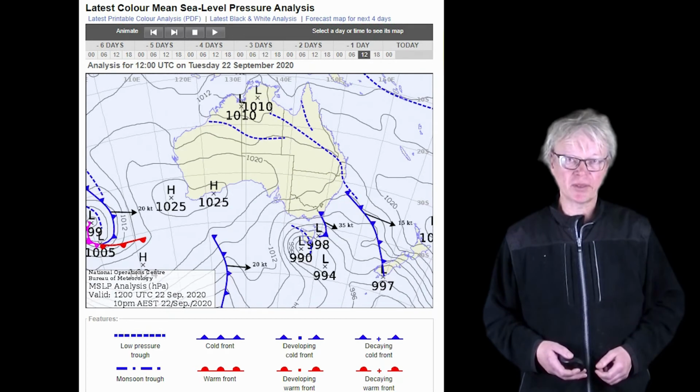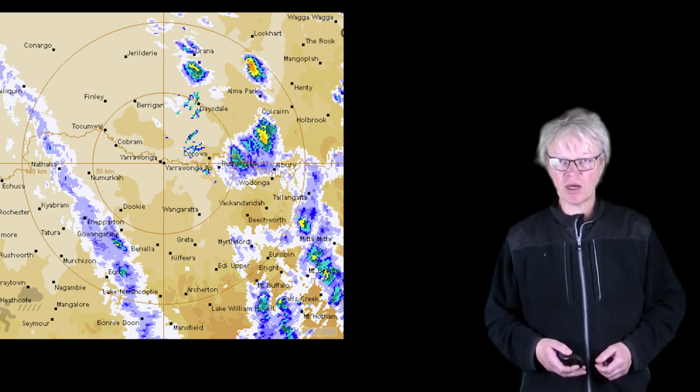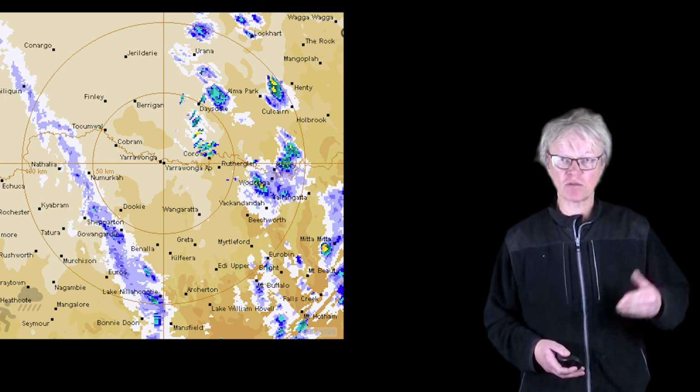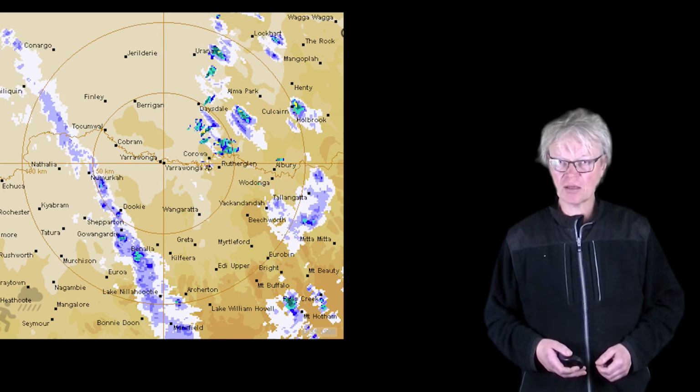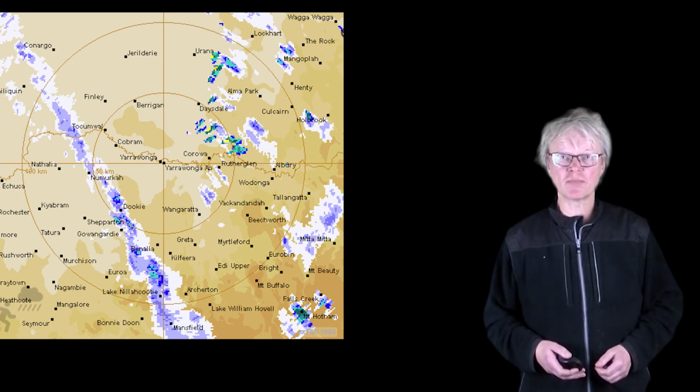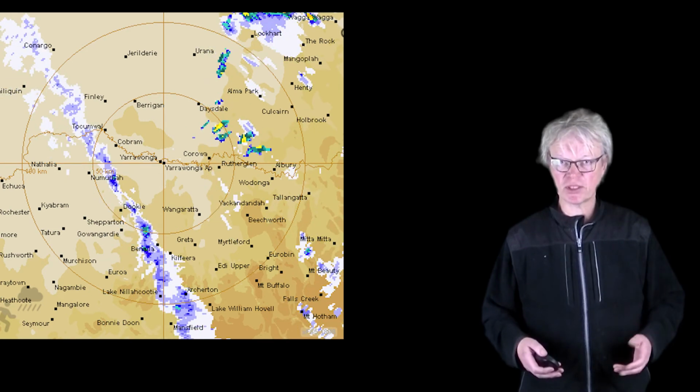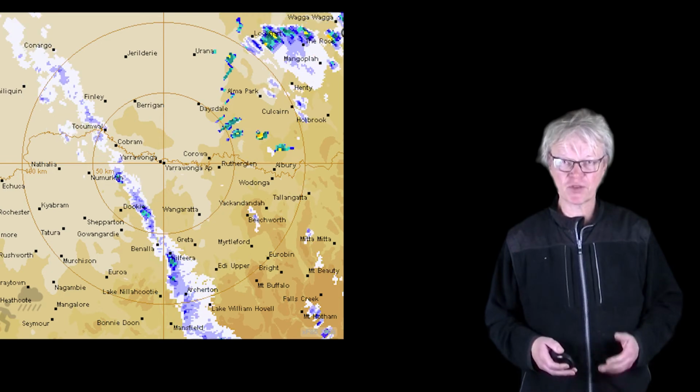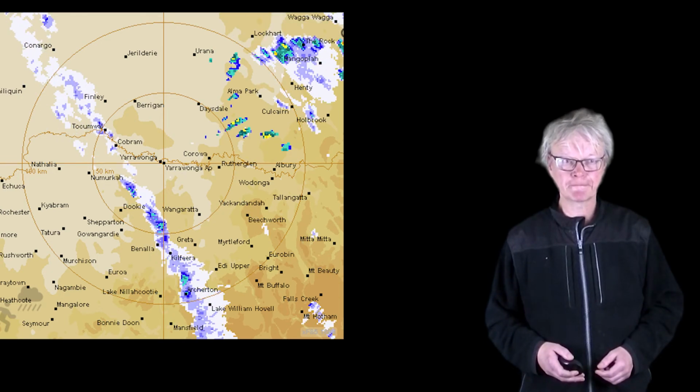Or if you happen to be looking at the rain radar when it's raining, sometimes you'll get these sort of bands of clouds extending and moving across the landscape. These are both representations of fronts. So let's have a look at fronts in a bit more detail.